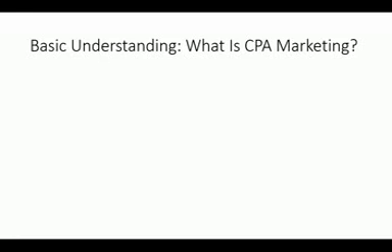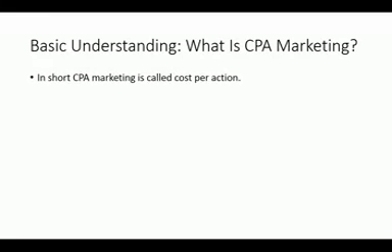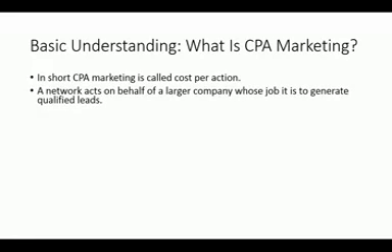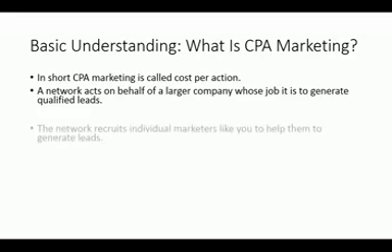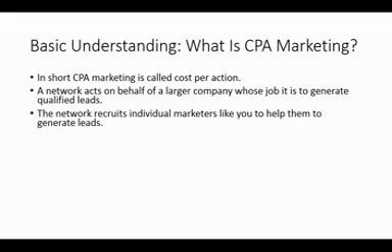Welcome back to Giveaway CPA, and in this video we're going to be discussing a very basic sense for what we're talking about in CPA marketing. Now in short, CPA marketing is called cost per action marketing. And in cost per action marketing, there is a network or a company that acts on behalf of a larger company or many companies, and that network's job is to generate leads for its customers. So in other words, a company will hire a CPA network to generate leads for them. And then that network recruits individual marketers like you to help them to generate leads.